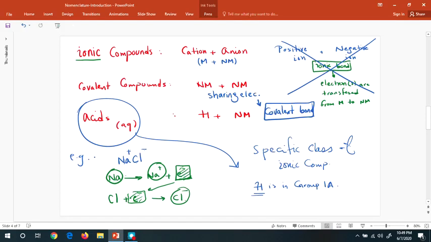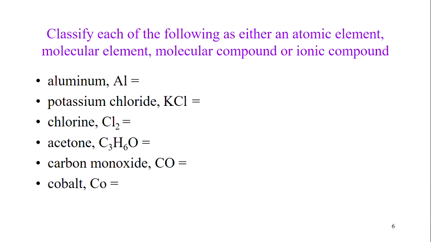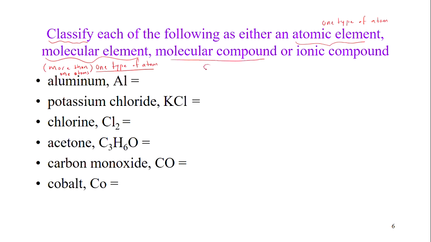Right now, I'm going to ask you, please answer these questions. Before looking at this, classify each of the following as one of these classes of compounds. Atomic elements, it means we have only one type of atom. Molecular elements, if we say one type of atom, there is a difference between these two. Here we say more than one atom. We have one type of atom, but more than one atom. Let's see what that means. Molecular compounds or covalent, ionic compounds, so it's obviously that.